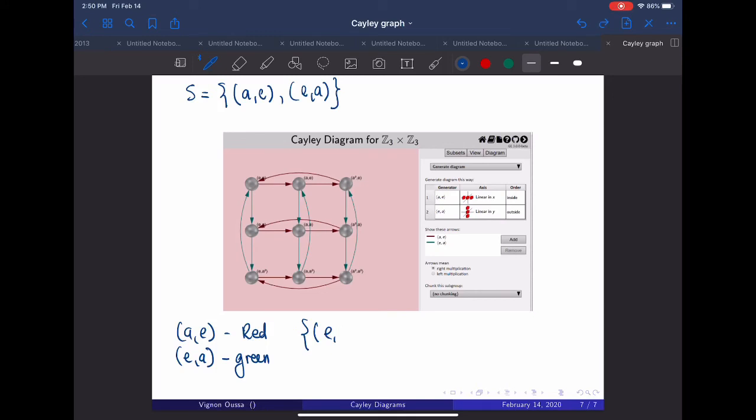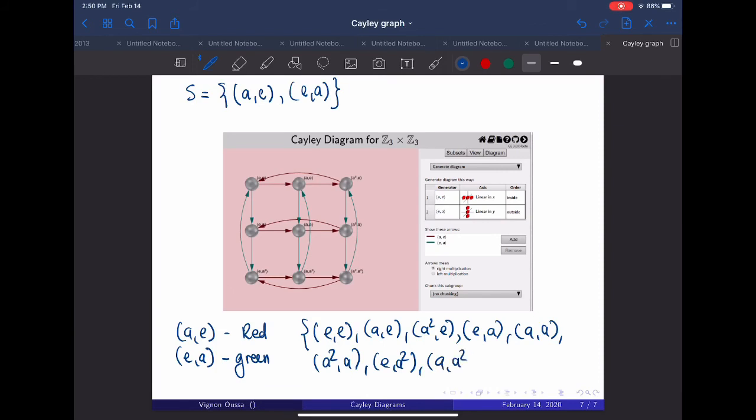We have, first of all, EE, AE, A square E, EA, AA, A square A, EA square, AA square, and A square A square. All right, so that being said, if we start with the identity and then we multiply by AE, of course we're going to get AE.